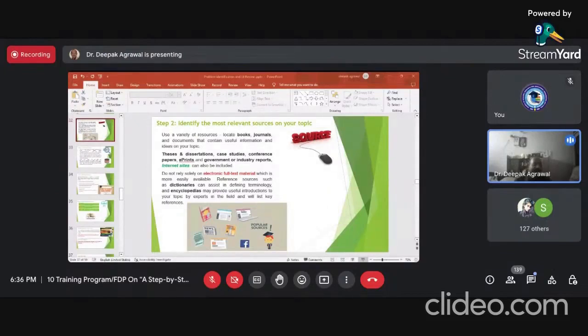The benefit of accessing them is that you will get a clear understanding of the whole work, how that person has proceeded with that work, so that it will give you an idea of which steps you need to follow. So theses and dissertations can provide a huge database. You can even access case studies if available, conference papers, e-prints, and government or industry reports, which are very, very helpful. These reports are helpful in publishing the data.